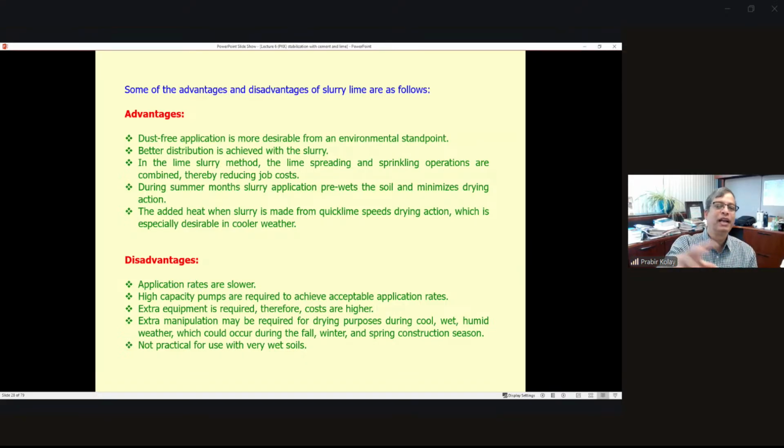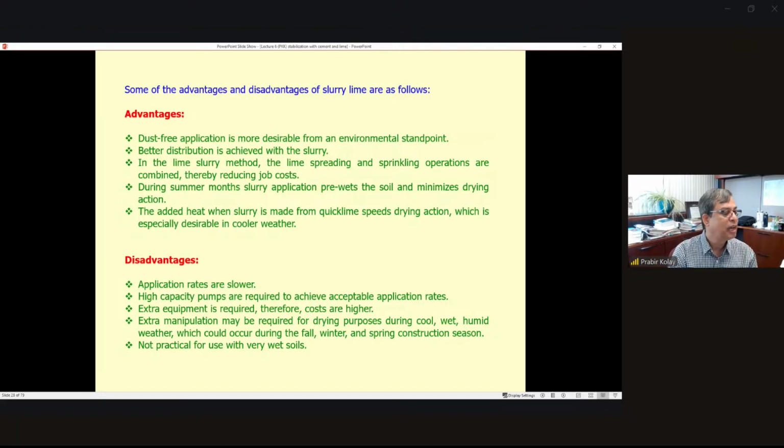With the dry one, you have to spread the lime first and then mix it, then spread water, and then you do the compaction and mixing and compaction. So here, everything is together. Slurry is there, just add it and mix it. The added heat when slurry is made from quicklime speeds the drying action, which is especially desirable for cooler weather.